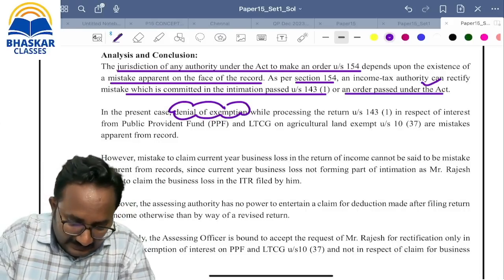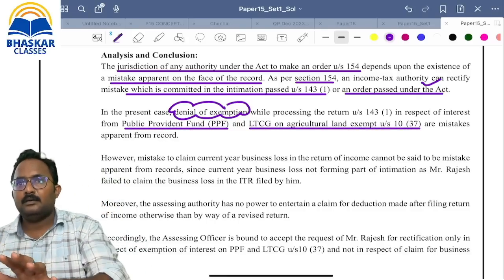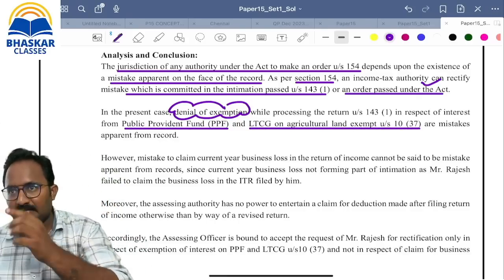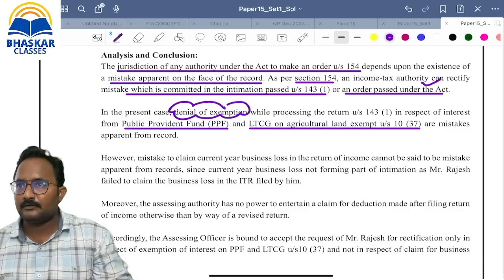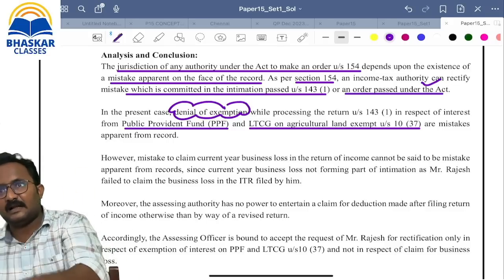Yes, the SSC can take these two exemptions, ma. I think one is agricultural land: if you sold agricultural land, there is no need to pay capital gains tax. As well as public provident fund interest, which is also exempt. By mistake, they did not consider these as exemptions. That is a mistake apparent on the record.